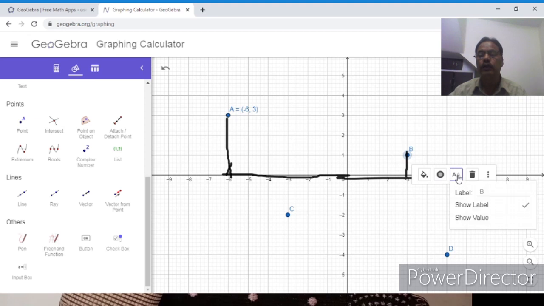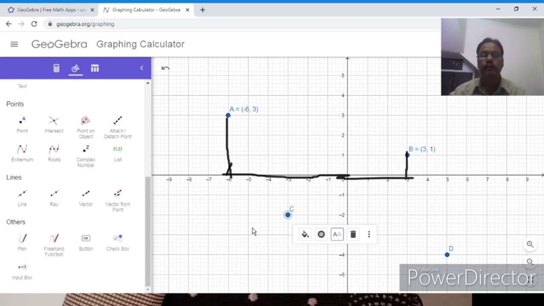So let us show the value. Yes, 3, 1. The coordinate of point B is 3, 1. Now we are coming to the point C. Point C, how much will be the coordinate of this point? Minus 3 and minus 2. We have moved on the x-axis minus 3 and on the y-axis minus 2.